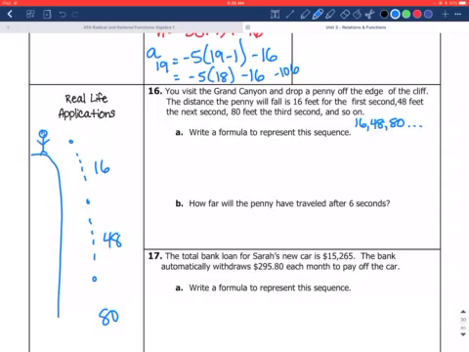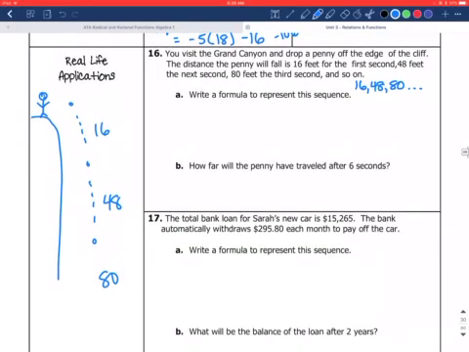The Grand Canyon is pretty massive. I've actually been there before, and you are literally a mile above the bottom, the Colorado River. So it's like 5,280 feet. So you've got a while to do this. So write a formula to represent this sequence.